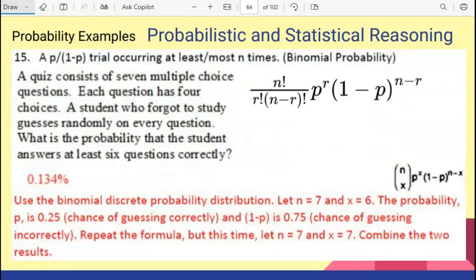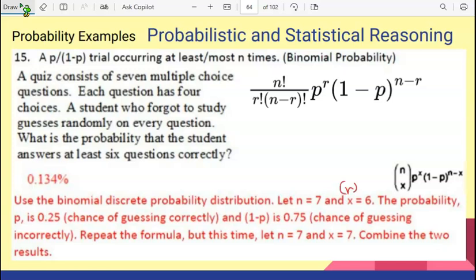Here's an example of binomial probability of at least or at most instead of exactly. A quiz consists of 7 multiple choice questions. Each question has 4 choices. A student who forgot to study guesses randomly on every question. What is the probability that the student answers at least 6 questions correctly? Use the binomial discrete probability distribution. Let n equal 7 and x equal 6.